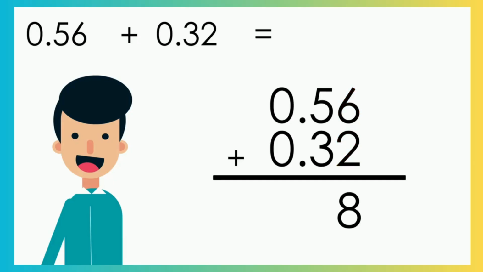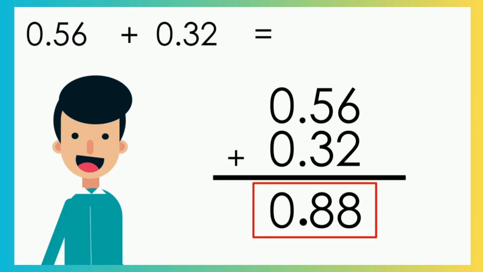Then proceed to the next place. We have 5 plus 3 and the answer is still 8. Next, you copy the decimal point and make sure it's aligned to the decimal point above. Lastly, add 0. And that's the final answer.